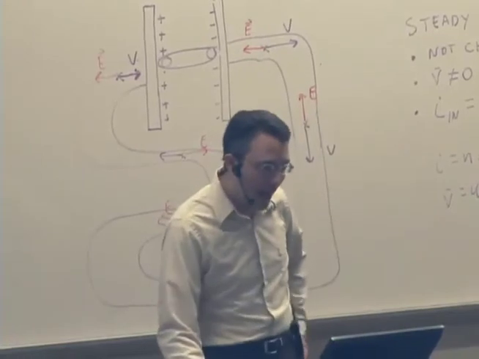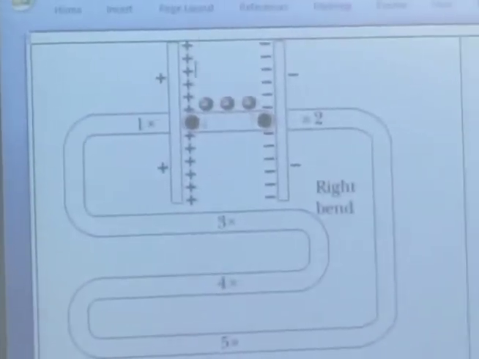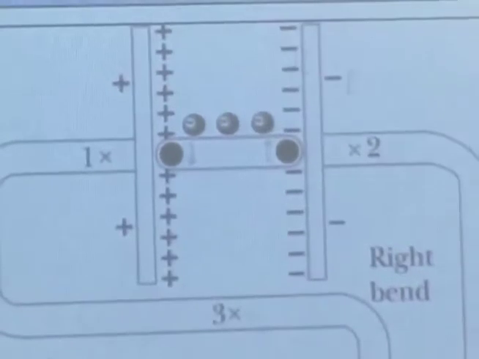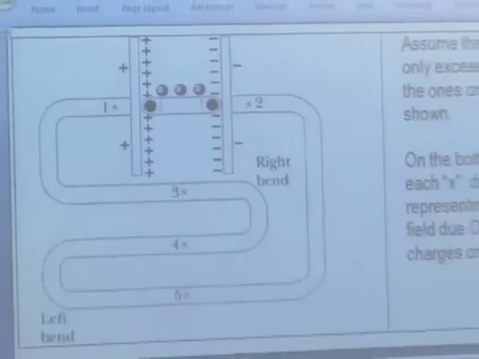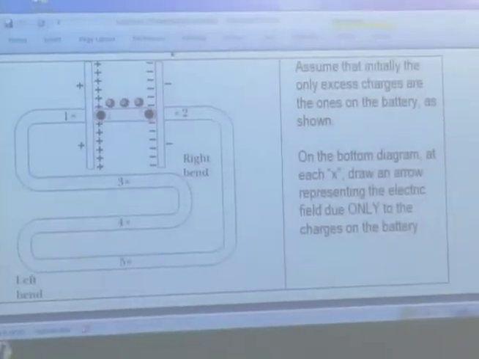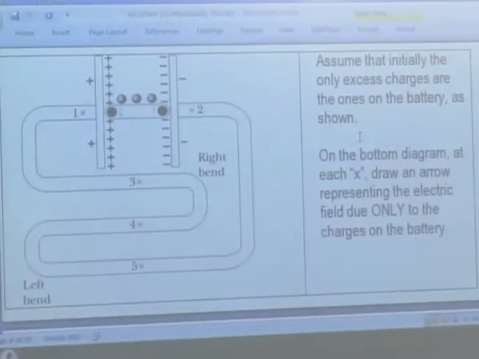And so initially we have the charge on this battery, like two plates of a capacitor. It looks kind of like a dipole. We talked about that last time. So think about if we assume that initially the only charges are on the battery, they're the only ones here, what would the electric field look like at each of those locations? So on the bottom diagram, the second picture on the bottom, draw an arrow representing the electric field due only to the charges on the battery at each of those x's.